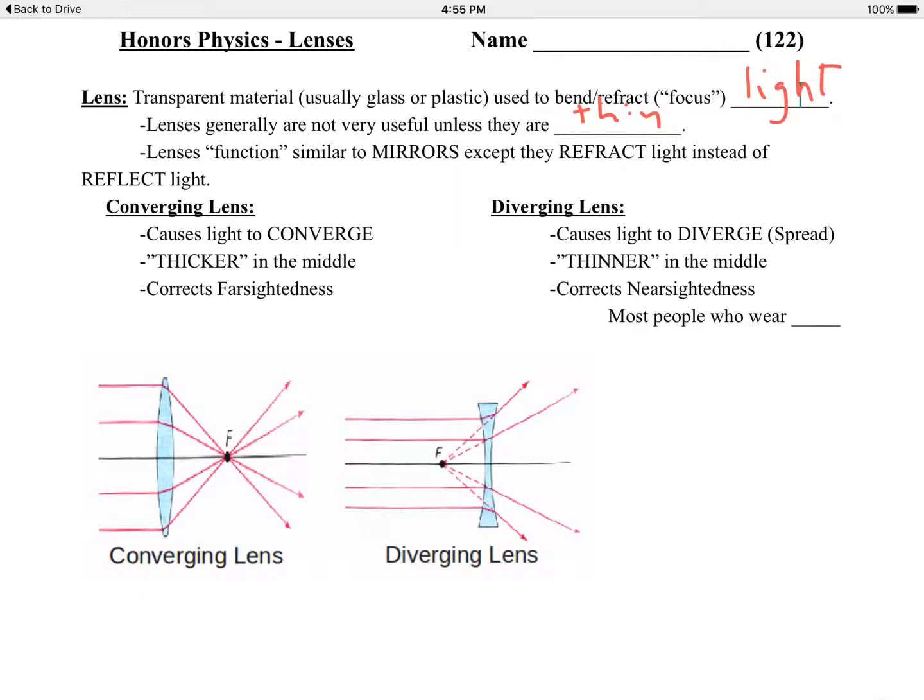Now, when you're looking at these from the side view, converging lenses are always thicker in the middle. I'll show you another example on the next slide here.